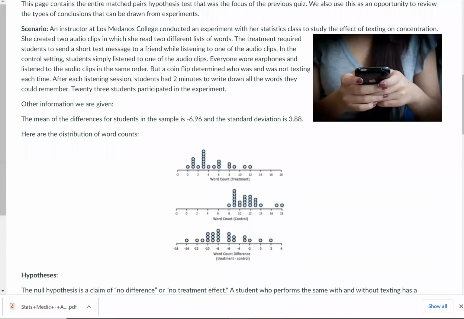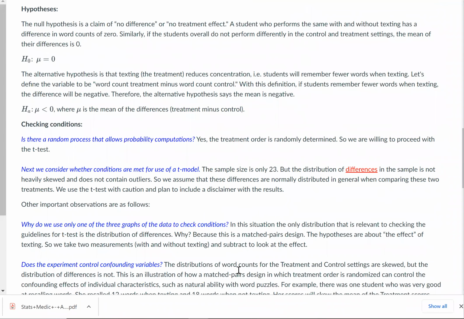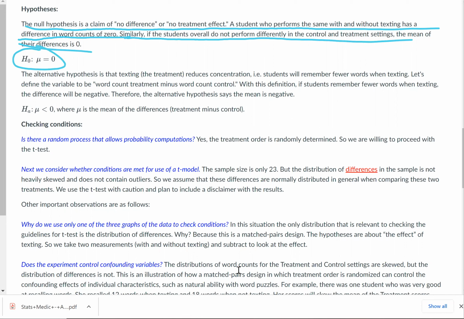Let's see now. The hypotheses, what were they? If I define what my null and alternative hypotheses are, the null hypothesis is a claim of no difference or no treatment effect. So I'm assuming that if you're texting or not texting, you pretty much have the same memory and you're remembering the same amount of things. So the difference in word count shouldn't be anything. There should be no difference. So we say that the difference is 0. Similarly, if the students overall do not perform differently in the control and treatment settings, the mean of their differences is 0. So that's why our null hypothesis is that mu equals 0.